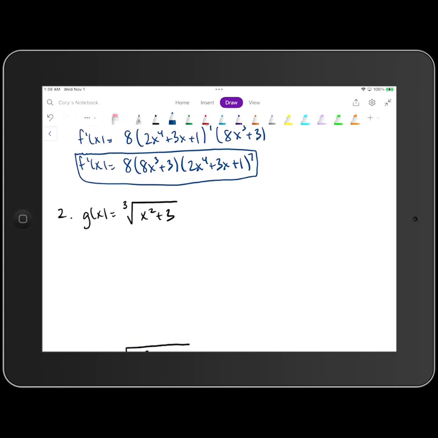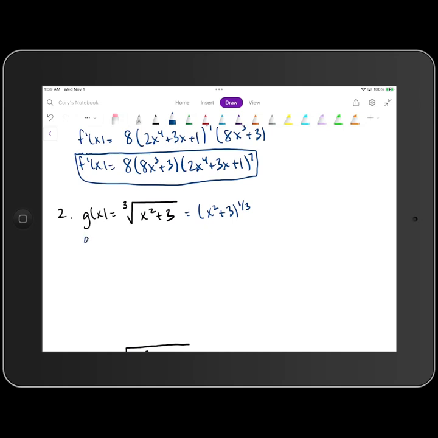Okay, so taking a look at number 2, we have the function g of x equal to the cube root of x squared plus 3. So I know that I can write this function as x squared plus 3 raised to the 1/3 power. I want us to get to a point where we don't have to do this step when taking the derivative of a radical. You guys by now should know that cube root means some quantity raised to the 1/3 power.